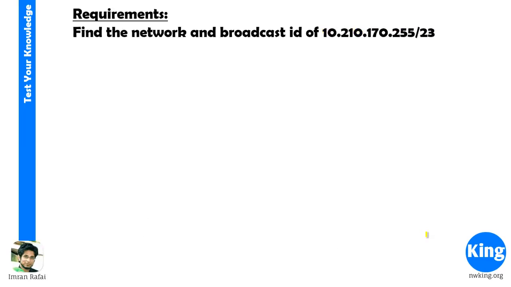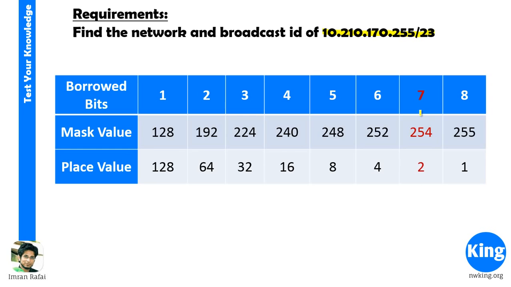Right, this example is a little tricky. The reason I put it here is just to show you what can happen, right? Again, 10.210.170.255/23. This is a class A IP address. Class A is /8. In this case it's 23. That means they have borrowed 15 ones. We are not bothered about 15 ones. What we are bothered about is /23.